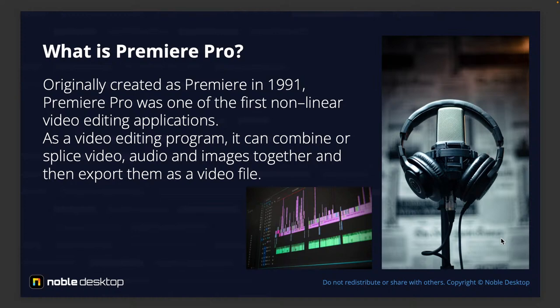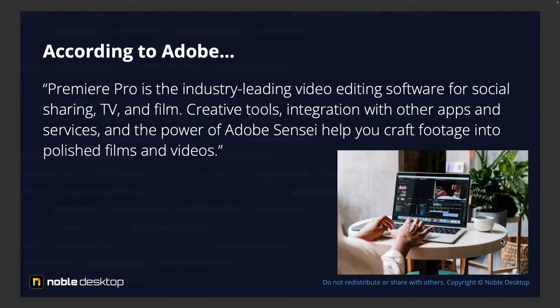Okay. Now, Premiere Pro is a video editing program. And what do I mean by that? So video editing is the process of combining or splicing together video, audio, images in order to basically combine them and export them as a new video file. So I'm going to show you some examples of what this actually looks like when you do it, okay?